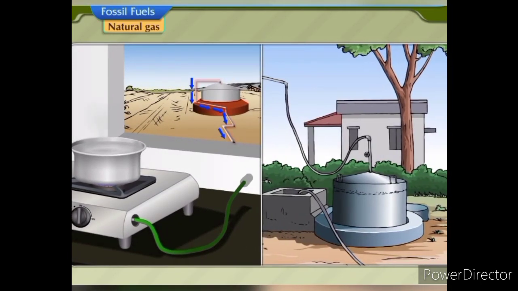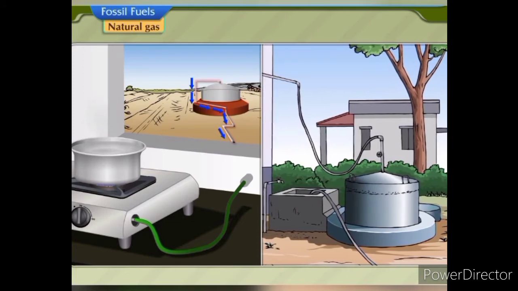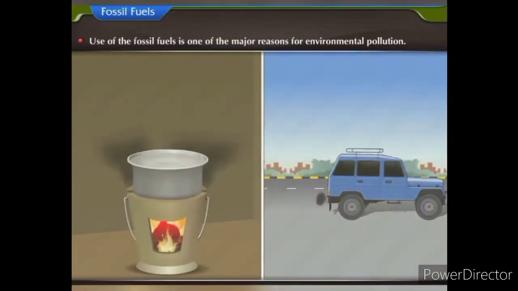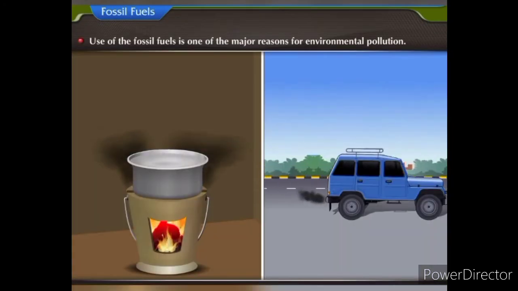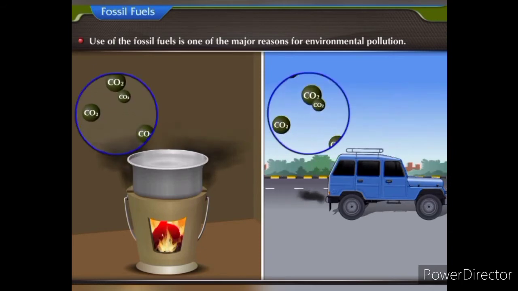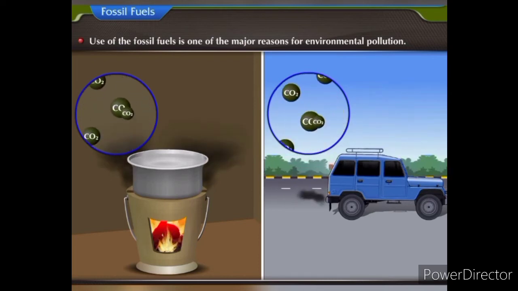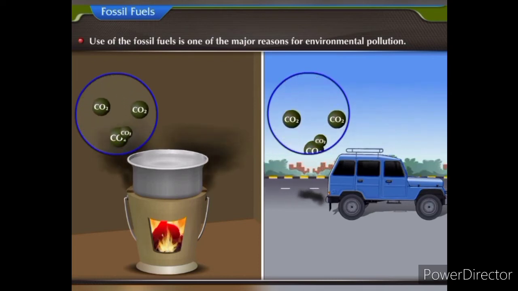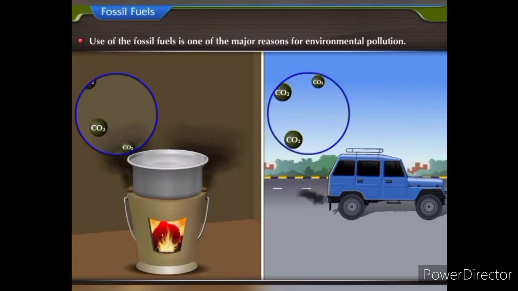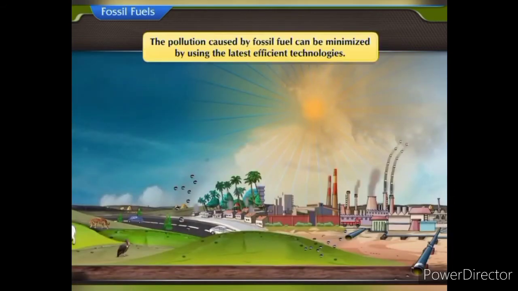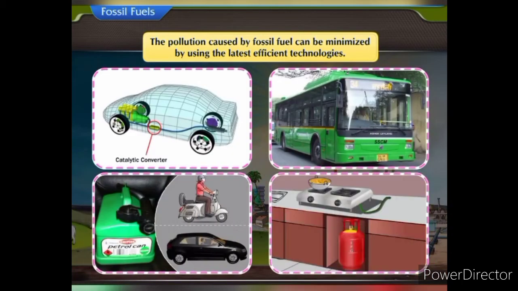Nowadays, we find biogas plants in many areas. Use of the fossil fuels is one of the major reasons for environmental pollution. While combustion, they produce poisonous gases. This happens because of the incomplete combustion of the fossil fuels. The pollution caused by fossil fuel can be minimized by using the latest efficient technologies.